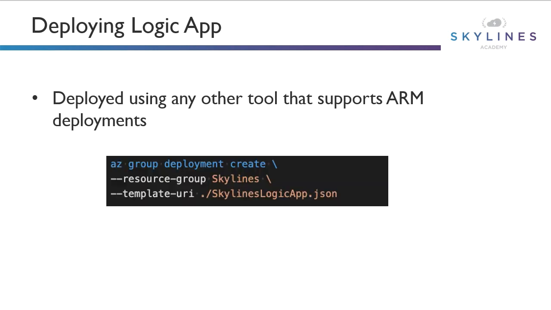Here's an example of how we would do it using Azure CLI. You can see here we're taking the command az group deployment create to create a new ARM deployment. We are then deploying it to the Skylines resource group and using the template file that we just exported from the previous slide. This covers how we would create and then deploy custom Logic App templates within Azure.